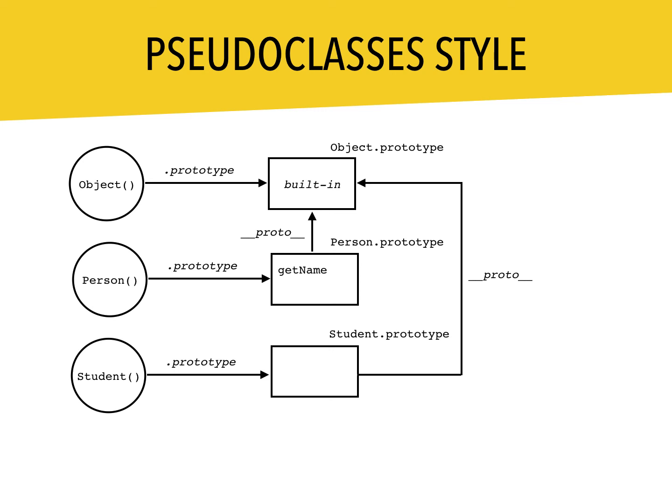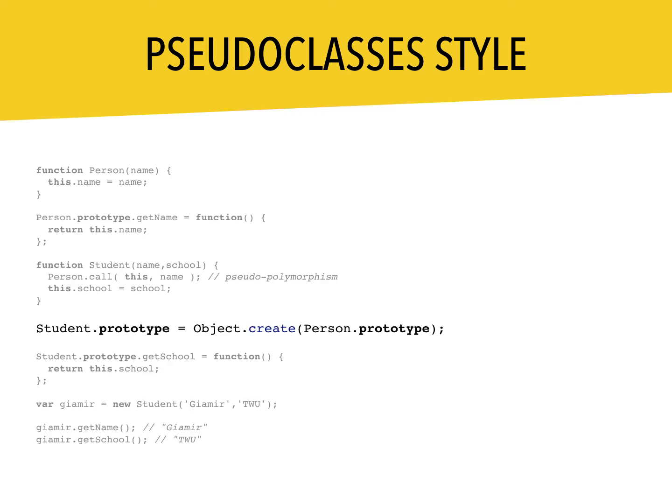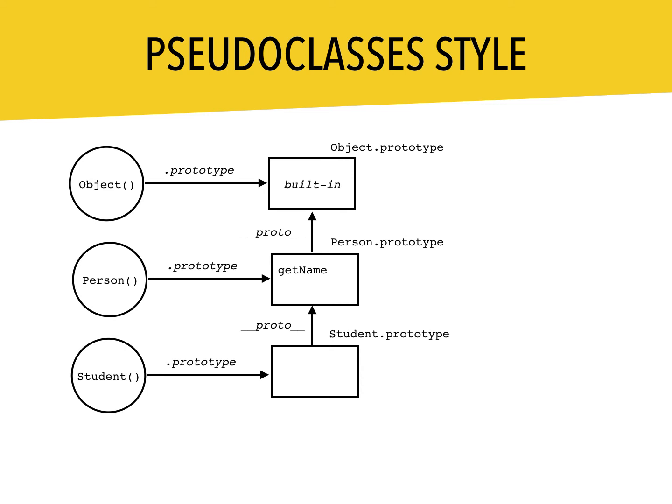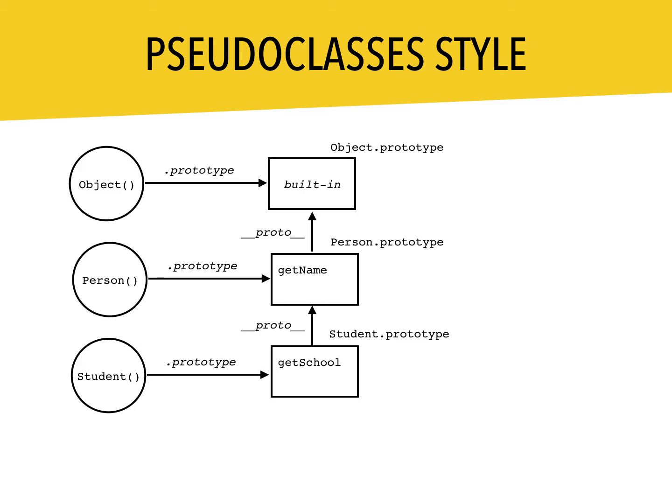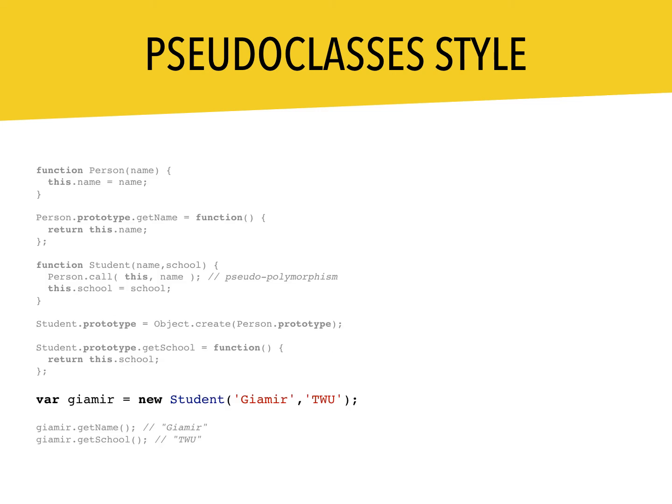This is not what we want, because we want to use the prototype chain, so we need the student.prototype linked to person.prototype. So we can just replace student.prototype with another object that links to person.prototype. Now we go here and we can just extend the student.prototype with a method getSchool, and now it's all set. I can create Jamir using the function student as a constructor.